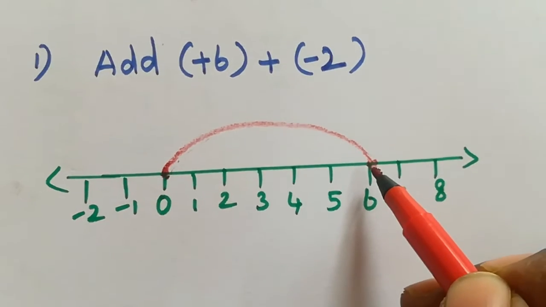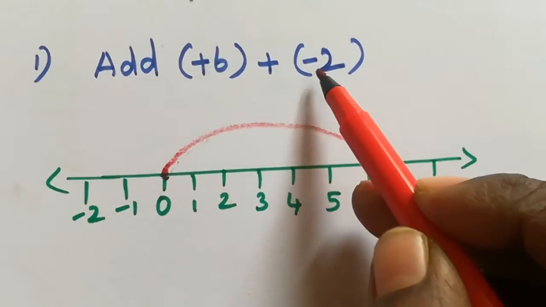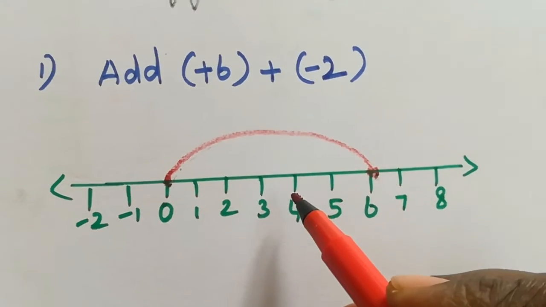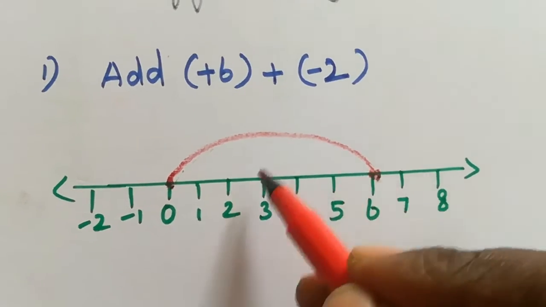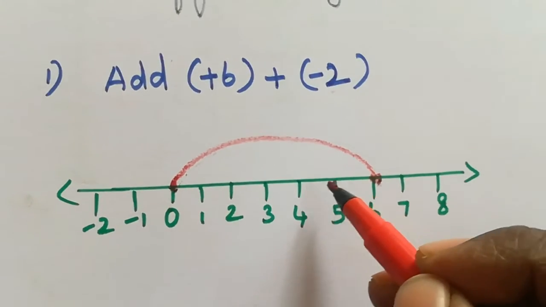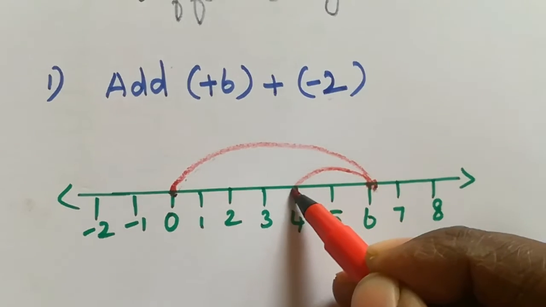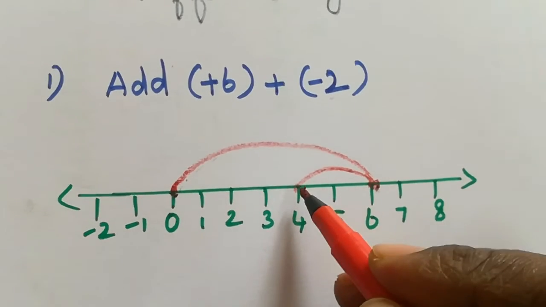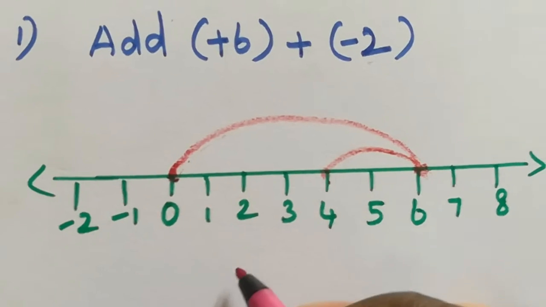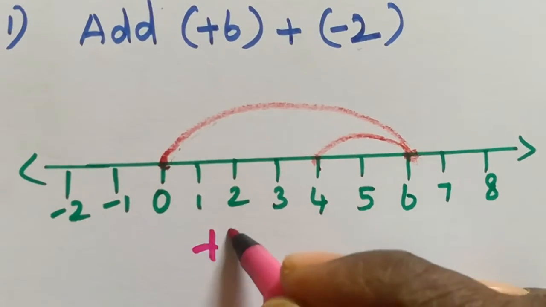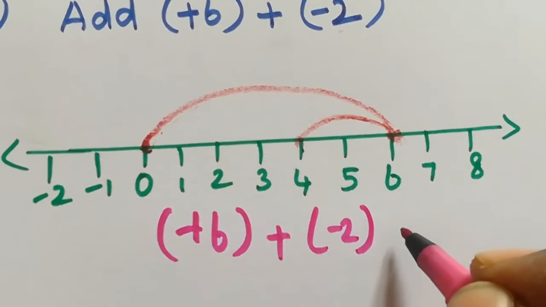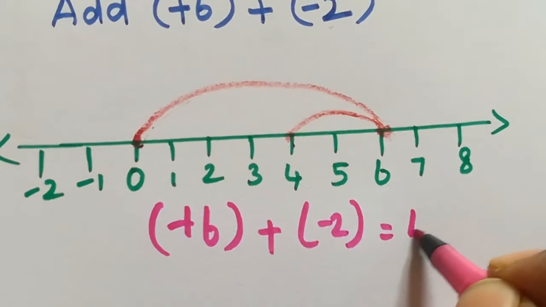Now, what you have to do? This is minus 2. So you have to take out 2. So you have to move back. So move back how many steps? 2 steps. So 1, 2. So what's the answer? 4. So when you add plus 6 and minus 2, we get the answer as 4.